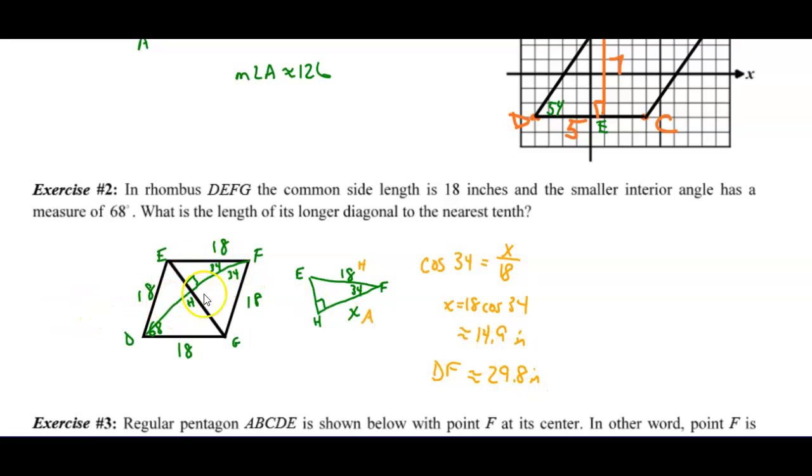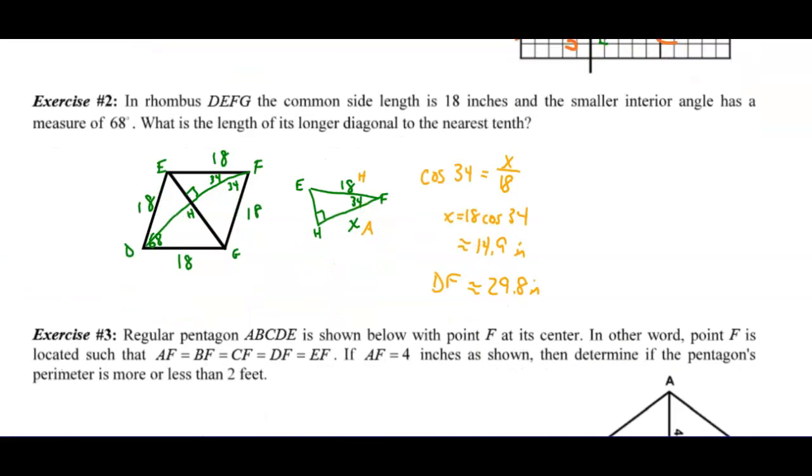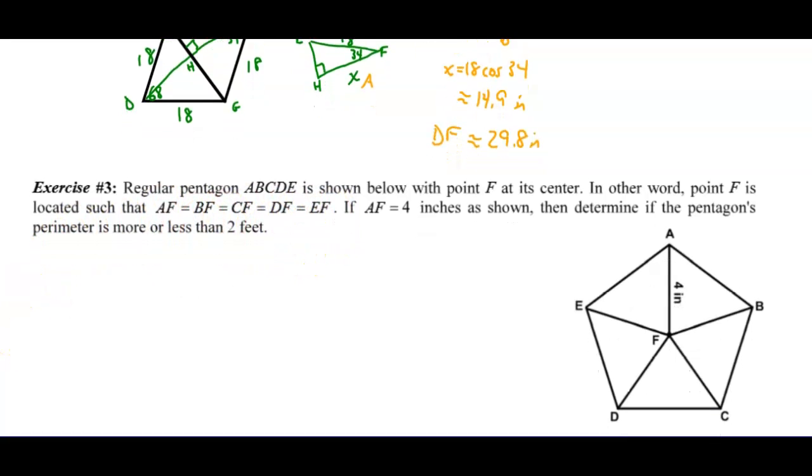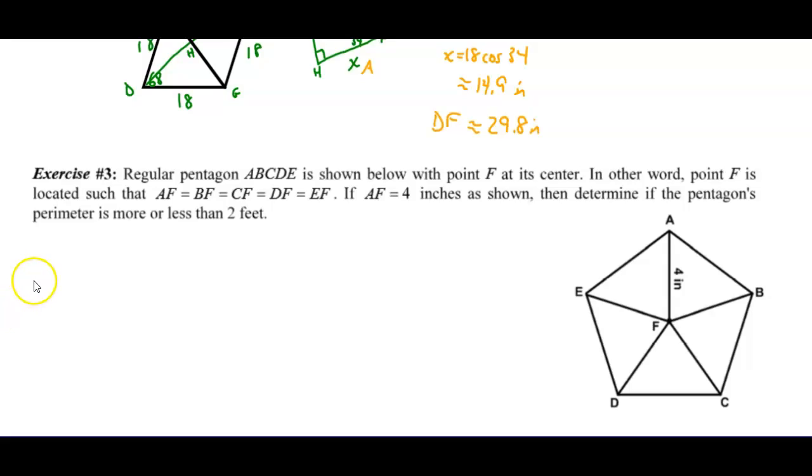Okay, so once you figure out where the right triangle exists, the trig is simple. You just solve for that missing piece and then you go. All right, exercise 3. Regular pentagon is shown with F at its center. In other words, point F is located so that all 5 of these spokes are equal. Now that only happens in a regular polygon, but since this is a regular pentagon, we're good there. So each one of these is essentially an isosceles triangle with side length 4. Let's see if I can get that drawn quickly.